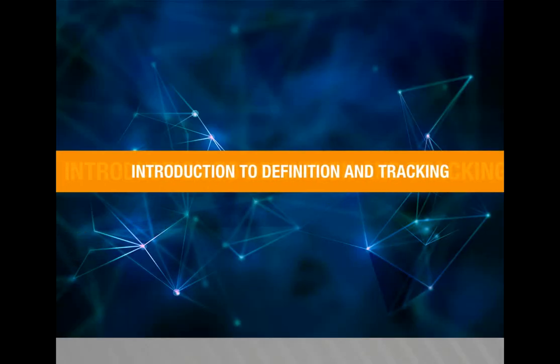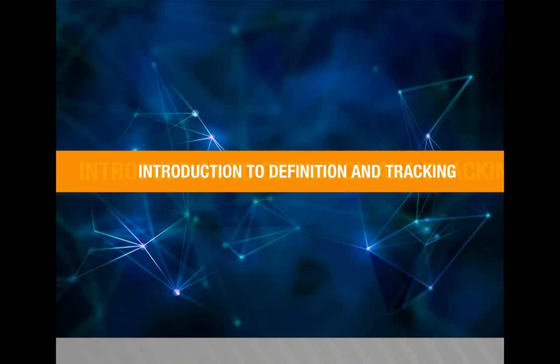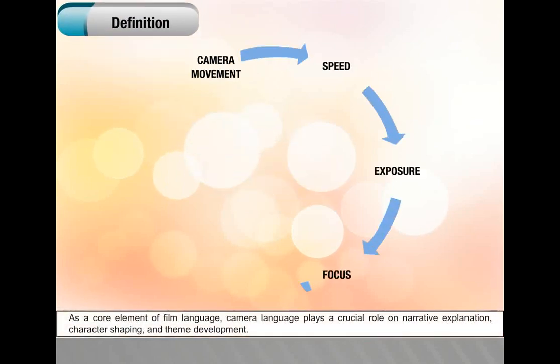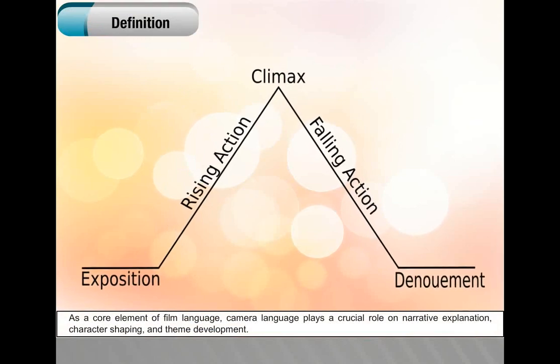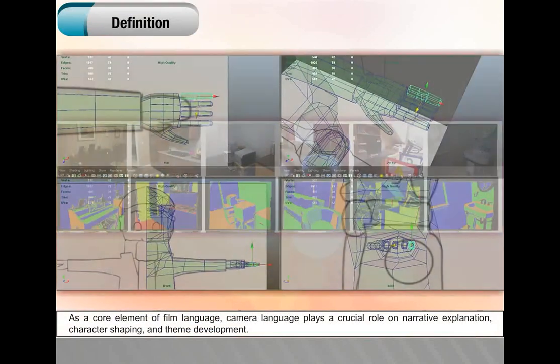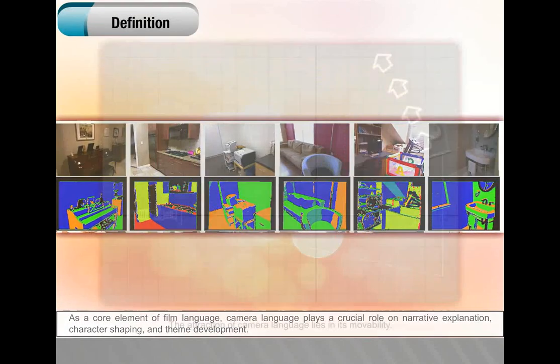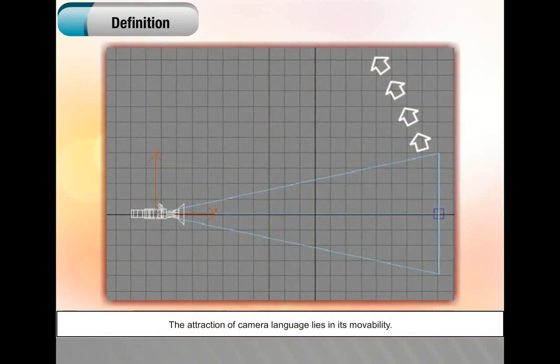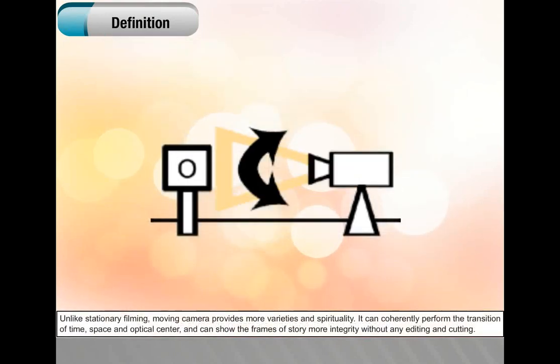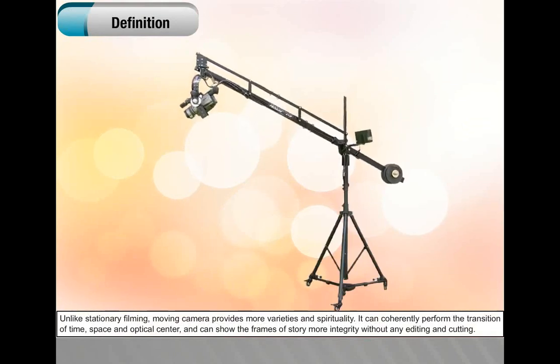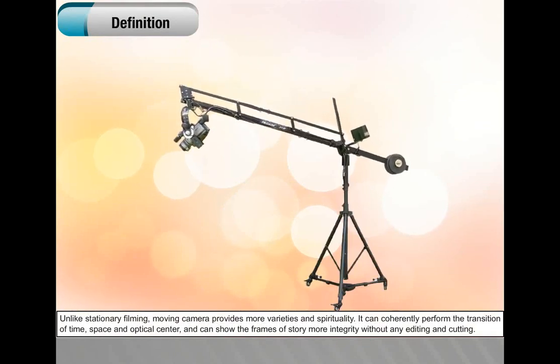Introduction to definition and tracking. In this video, we are going to see about Introduction to definition and tracking. Definition. As a core element of film language, camera language plays a crucial role in narrative explanation, character shaping, and theme development. The attraction of camera language lies in its movability. Unlike stationary filming, moving camera provides more varieties and spirituality.